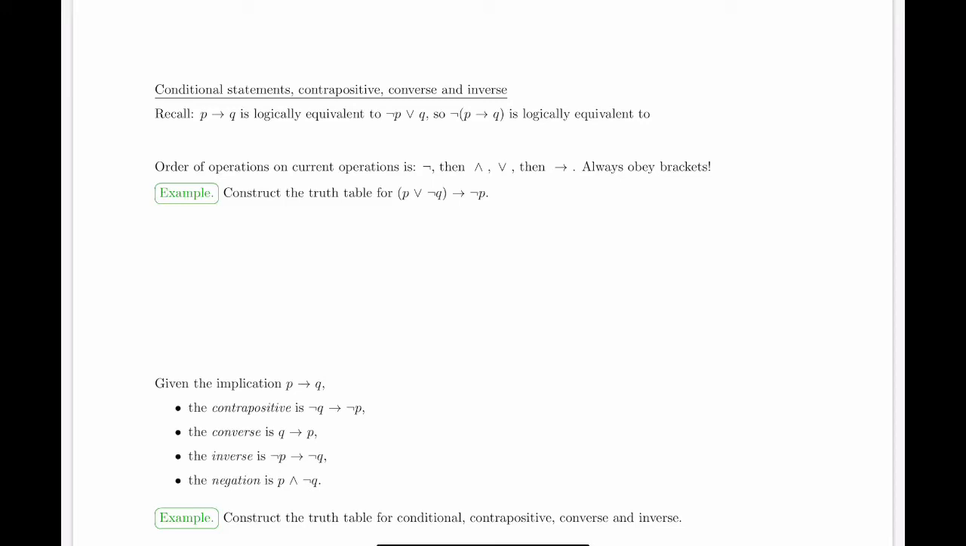We will now delve a little bit deeper into conditional statements as well as the types of statements they produce, which are called contrapositive, converse, and inverse. Recall from the things that we just proved in the last lecture that P implies Q is logically equivalent to not P or Q. What does that mean for the negation of the original conditional statement?